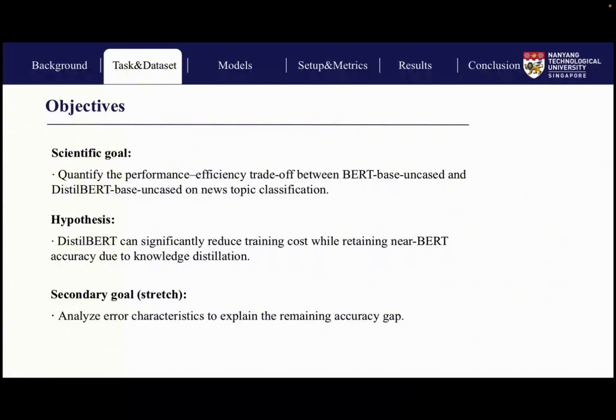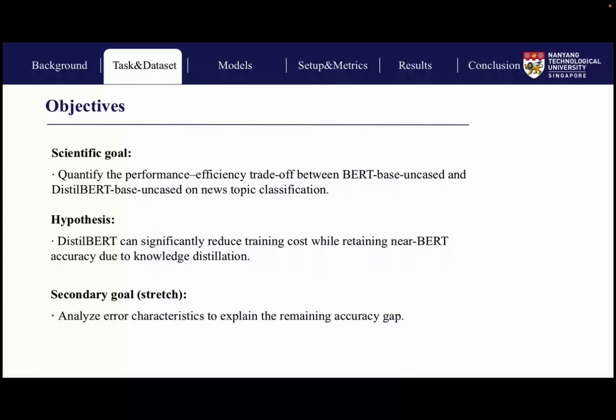For the pre-processing, we follow standard procedures. We use the WordPiece tokenizer, applied truncation and padding to ensure a fixed sequence length, and created a split for training, validation, and testing. This ensures our results are consistent and comparable.